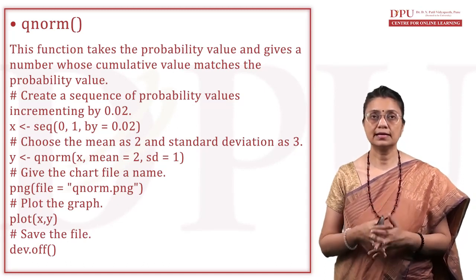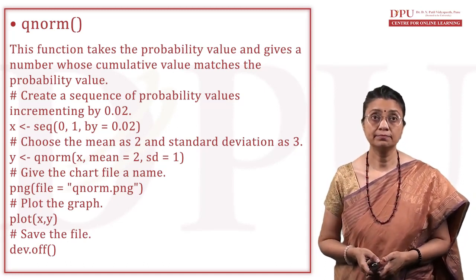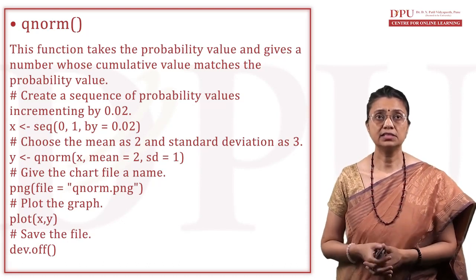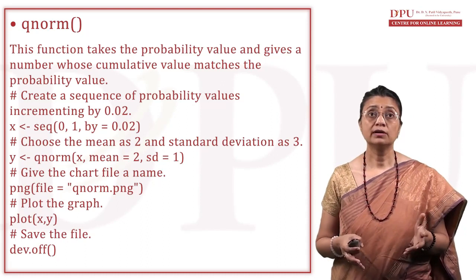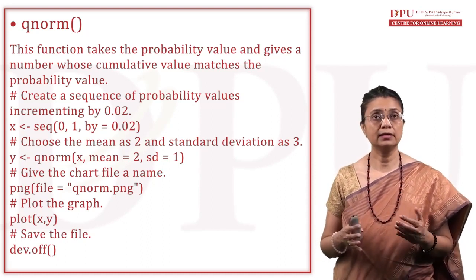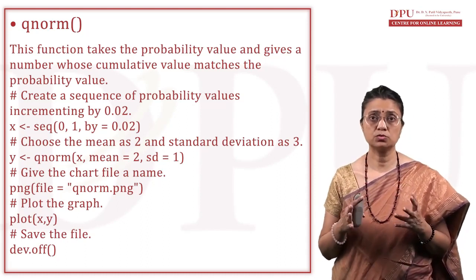Now, let's take the code one by one and understand. We have created a sequence by incrementing 0.02. Sequence is from 0 to 1 and increment is by 0.02.